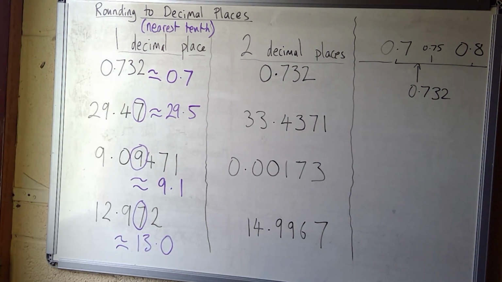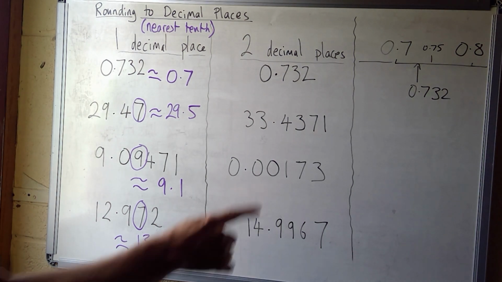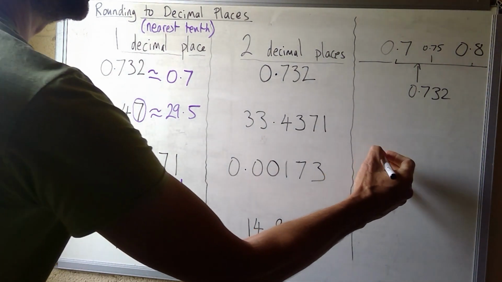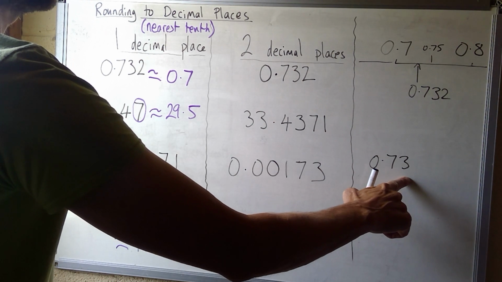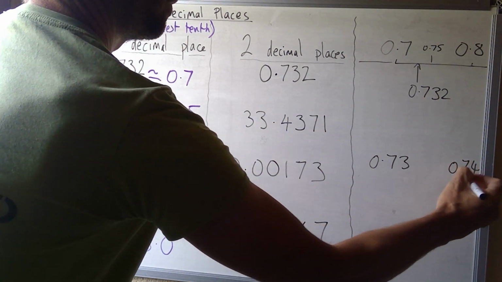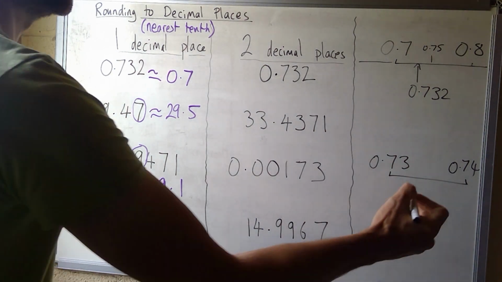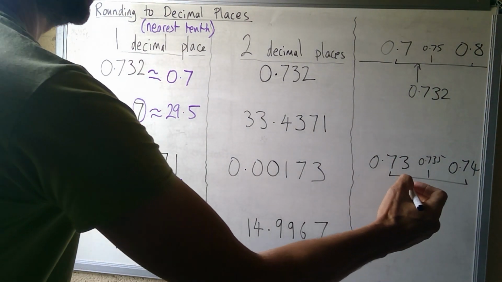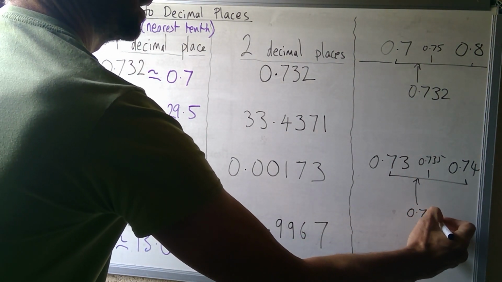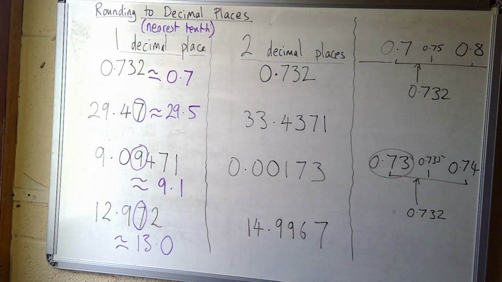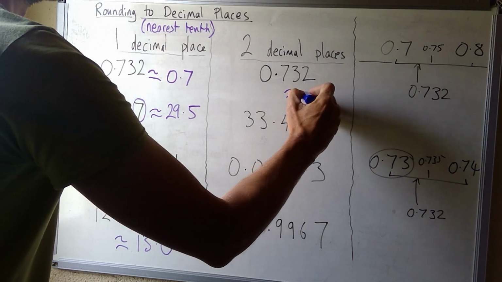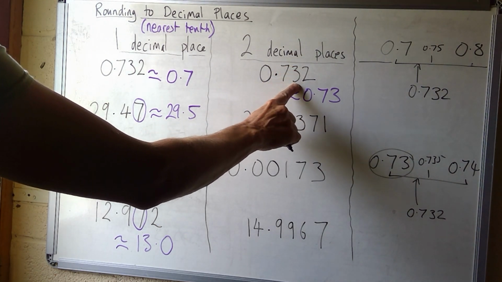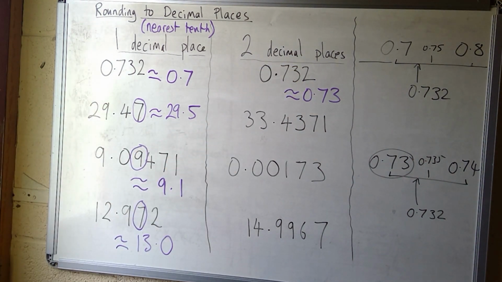Rounding to two decimal places is the same process, but this time think about my scale. 0.732 will be between 0.73 to two decimal places and 0.74. So if you imagine a scale like that, 0.735 would be the halfway point. So 0.732 would be around there somewhere. So it's nearer to 0.73. So once again, the scale idea is quite helpful. What we're doing here is we're rounding to two decimal places. So another way to describe this will be the nearest hundredth.